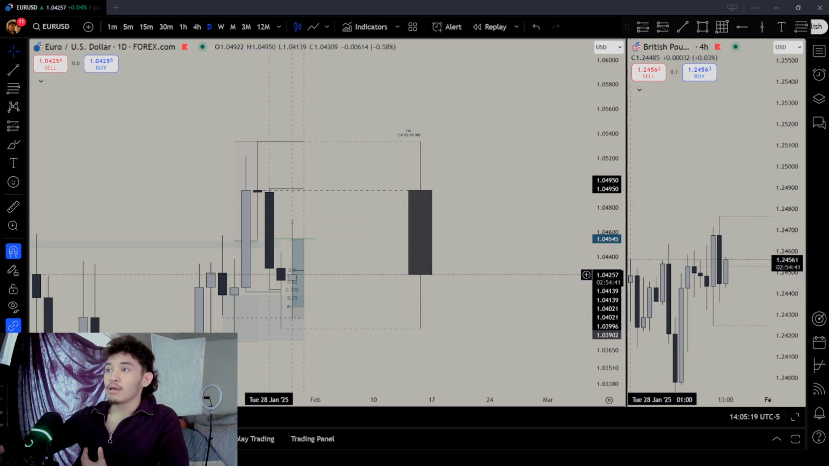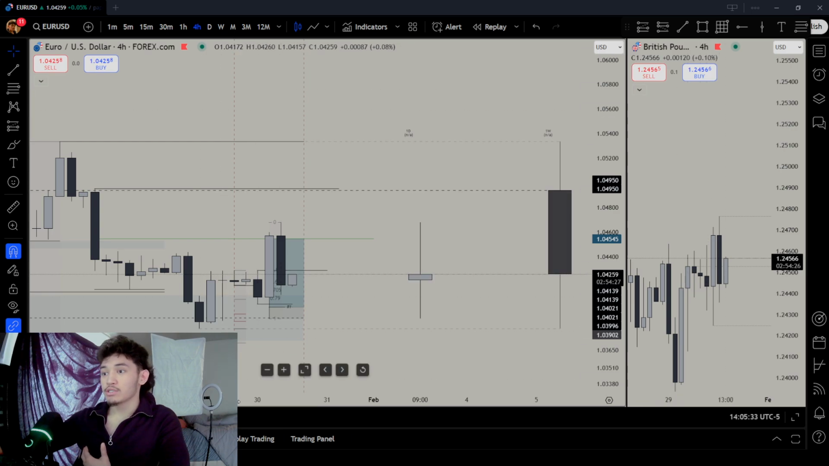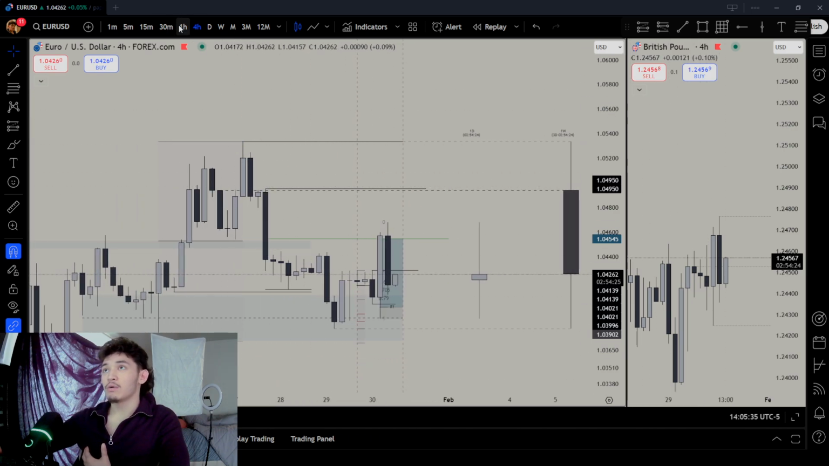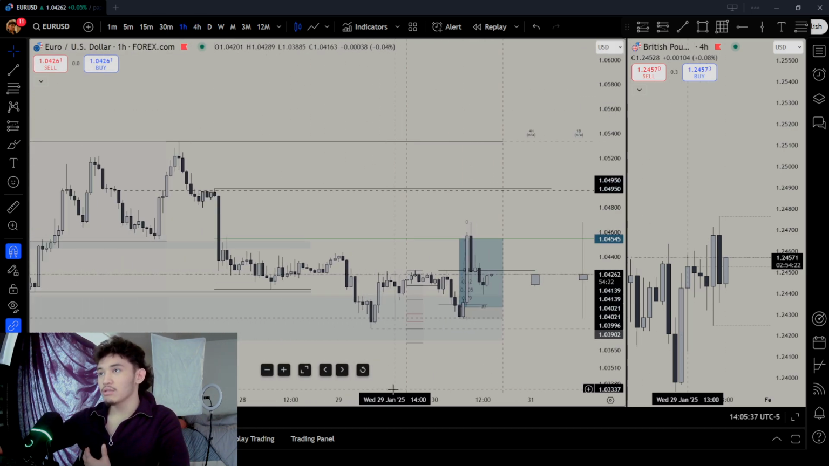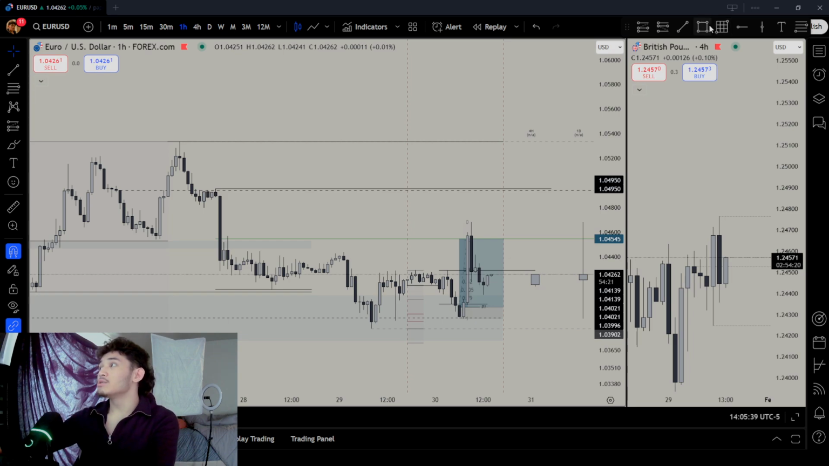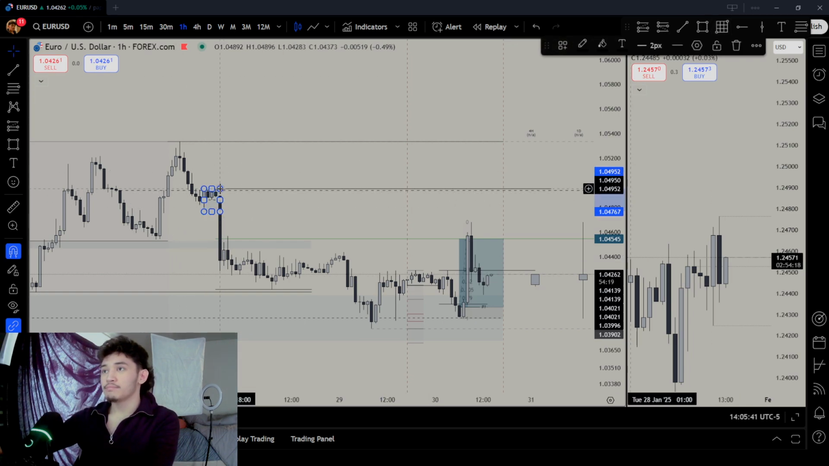And you can see for the expansion, your target would be the 50% of the first candle. Why first candle? Because that is the one that has the original consolidation, right? This one right over here has the original. If you go to the hourly time frame, you should see a little original consolidation, right? So as well as 50%.